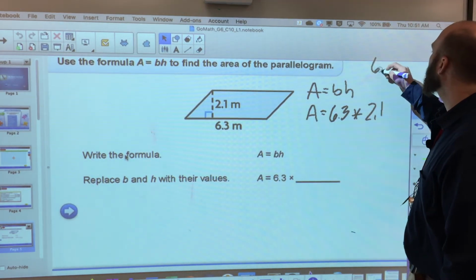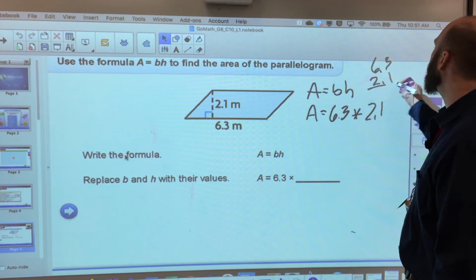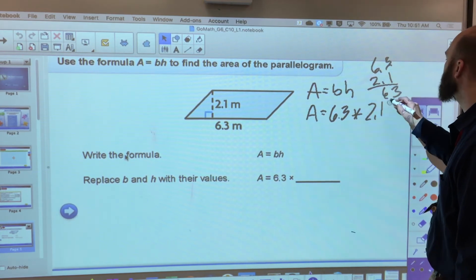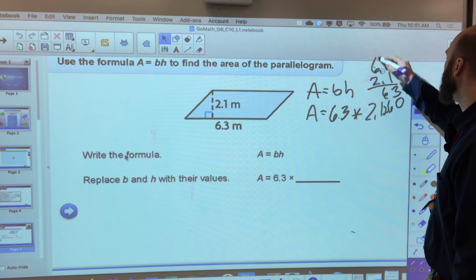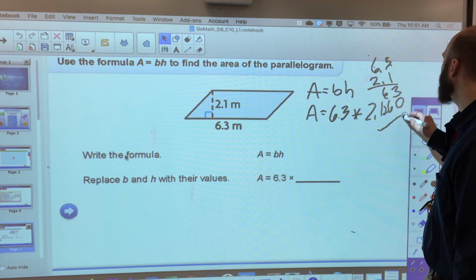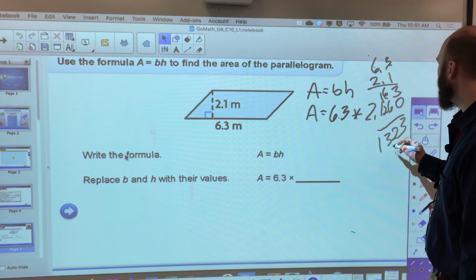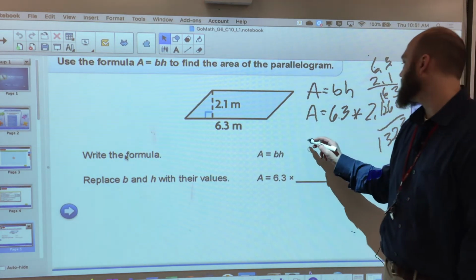So I come over here and I'm going to do 6 3/10 times 2 1/10. 1 times 3, 1 times 6. Add my 0. 2 times 3 is 6. 2 times 6 is 12. And 3, 2, 3, 1. And I get 1,323.